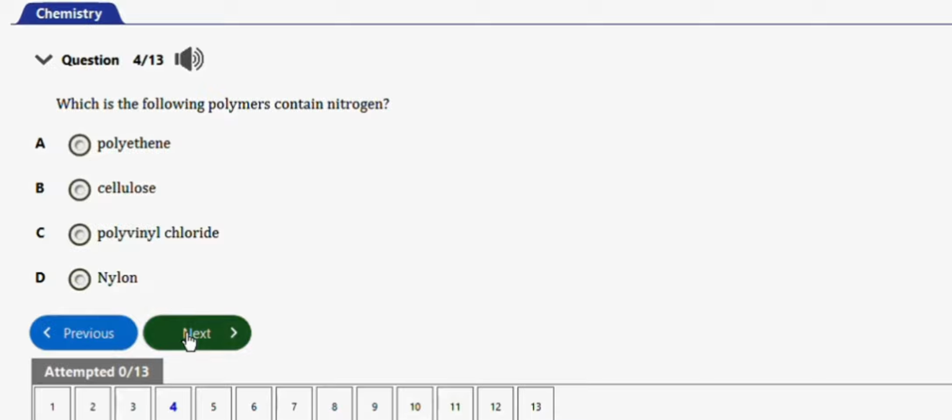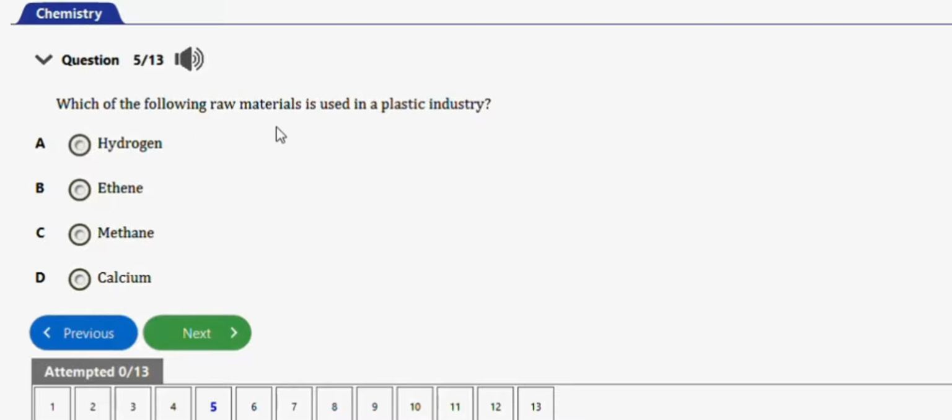The next question will be this one. It says, which of the following raw materials is used in the plastic industry? So guys, the right answer is option B, 18. Very important. Take note of this particular question. The next question will be this one.